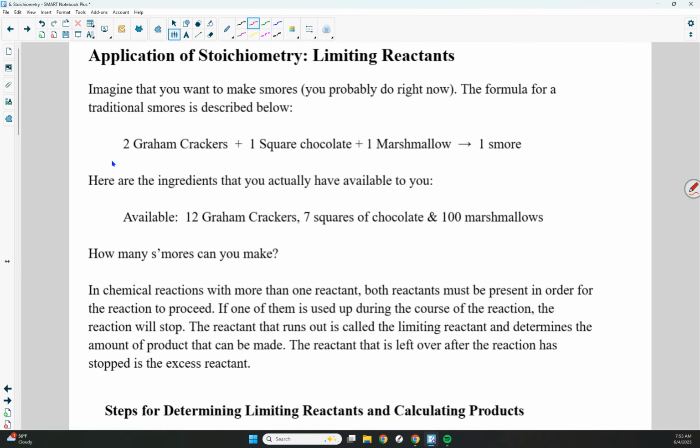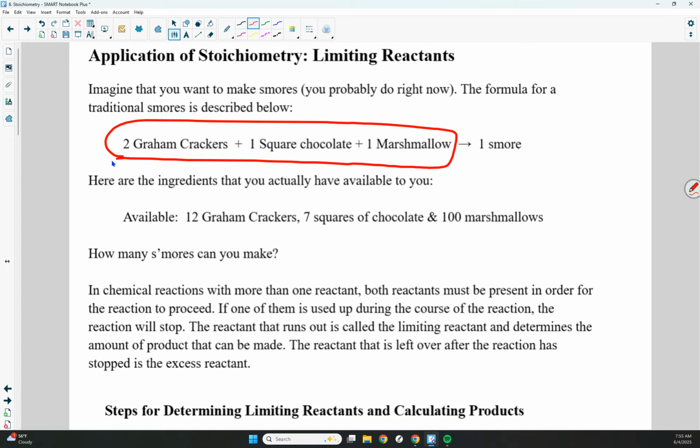So everything on the left side of our arrow up here, as a reminder, these are our reactants. I'll label those R, and then everything on the right side, this is our product. We only have one product in this case, and that is what is made in the reaction. Okay? So now consider a scenario.